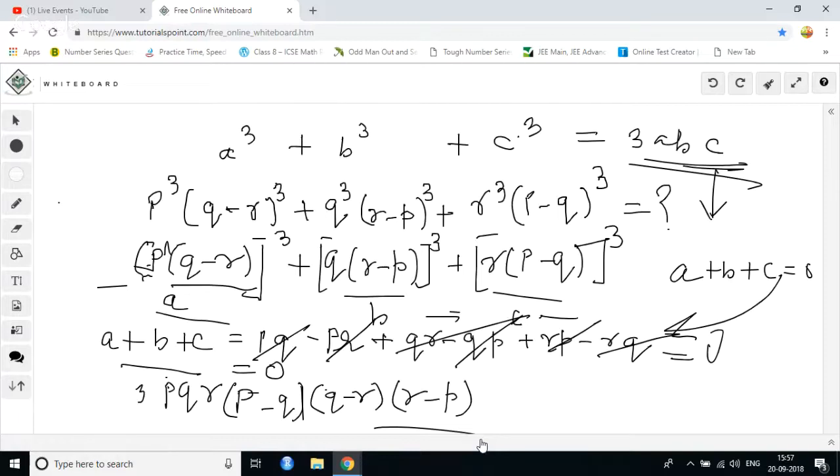So that kind of question you can solve like this. So now what I'll do is check whether anything is left out.